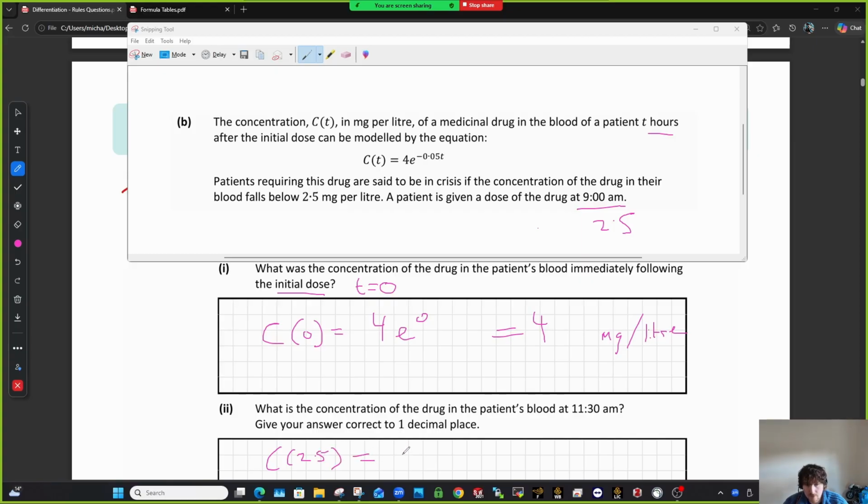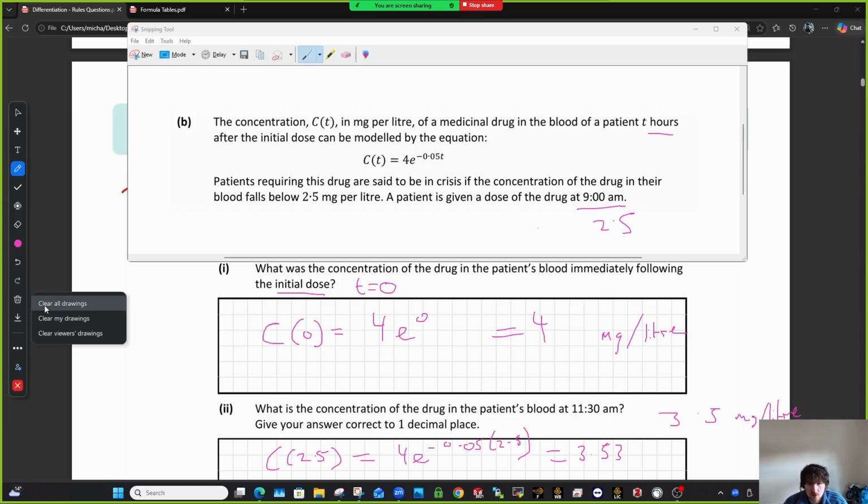C of 2.5, and then you go 4e to the minus 0.05 bracket 2.5. Type that into your calculator to one decimal place. I'll do it here, just in case anyone did this out and they're looking for an answer. Minus 0.05 multiplied by 2.5. So that's working out as 3.53. And then to the nearest tenth, I would say it's 3.5. And again, it has units, mg per liter. Okay. What else? Other comments?